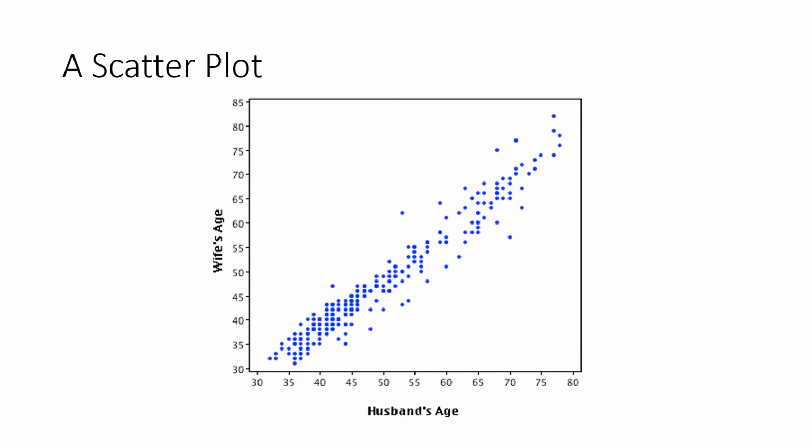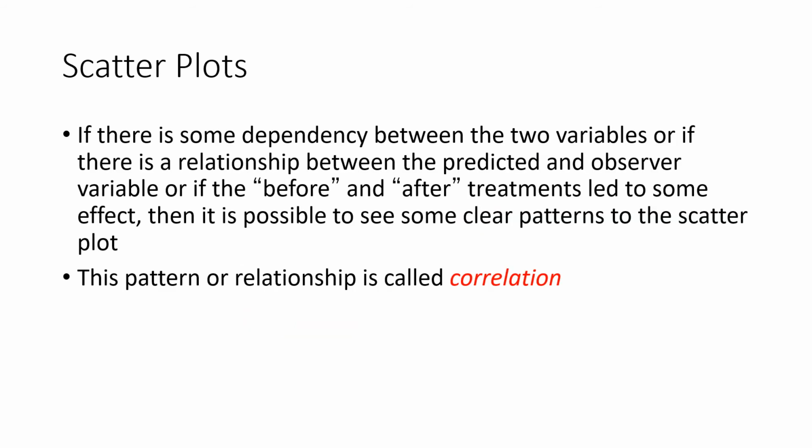So we can infer from this information that generally people of the same age tend to marry others of the same age. This is called a scatter plot, and scatter plots are widely used in many fields of statistics. Scatter plots help you identify a dependency between two variables. It allows you to determine before and after effects, predicted versus observed. The pattern that you see, or the relationship that's detected, is often described as a correlation.